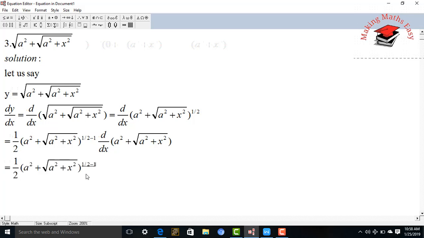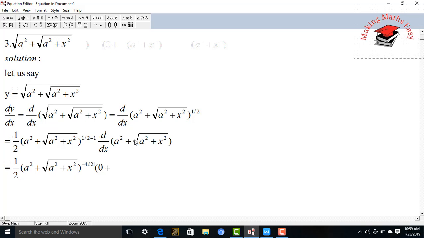So instead of 1 by 2 minus 1, we can write it as minus 1 by 2, because 1 by 2 minus 1 gives me minus 1 by 2. Now the derivative of a square is equal to 0, as I told you that the derivative of any constant number is equal to 0, whereas the derivative of the square root of a square plus x square will be again, it is a power function.